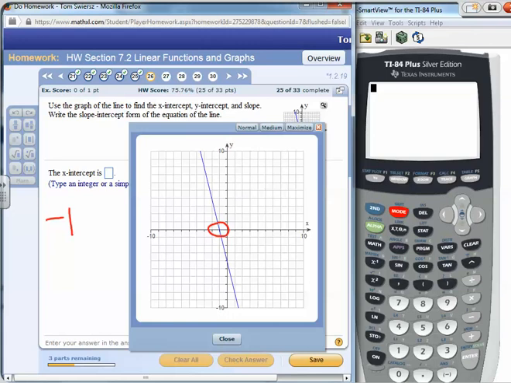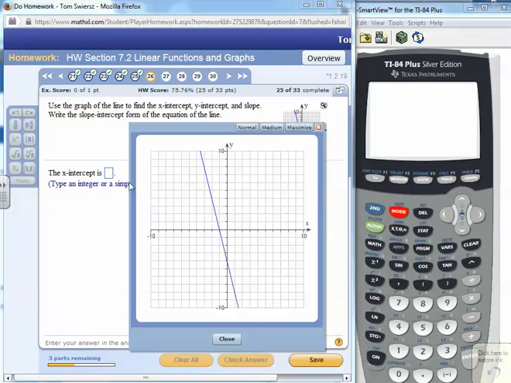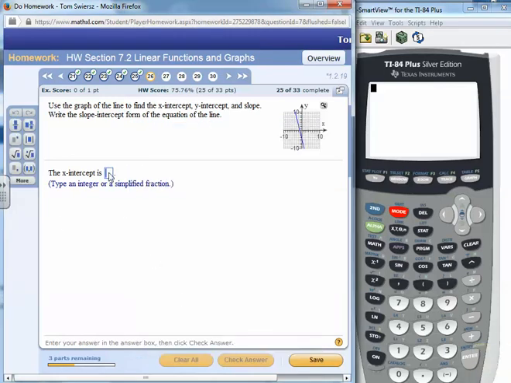The y-intercept is where it crosses the y-axis. 1, 2, 3, 4. It looks like that point right there, which is what? 4 units down. So the y-intercept is -4. All right, let's put in those values to make sure they're right. So the x-intercept is -1. The y-intercept was -4. Okay, what is the slope?